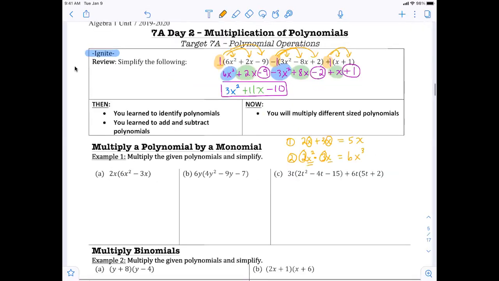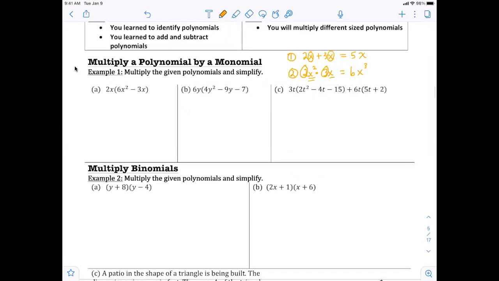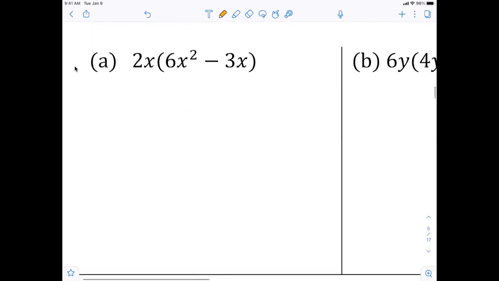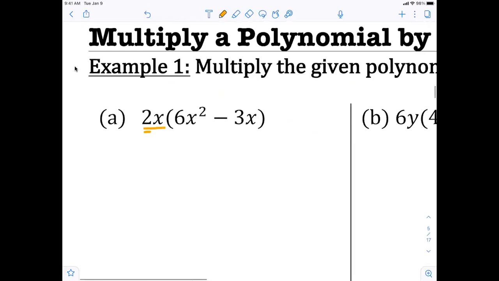So when we start multiplying, we're going to start simple, multiplying a polynomial by a monomial. When we say monomial, it just means what's on the outside. There's only going to be one term on the outside. Now, we still start the same way. Whenever we see parentheses, our first thought has to be distributing. And that's exactly what we're going to do. Anything that's on the inside, we are going to multiply whatever's on the outside to whatever's on the inside. So that 2x is going to be multiplied to each of those pieces.